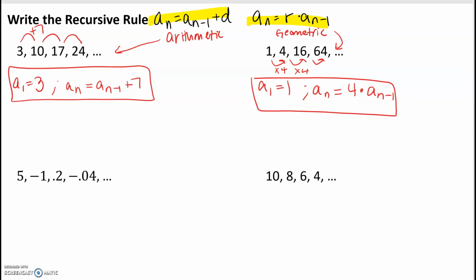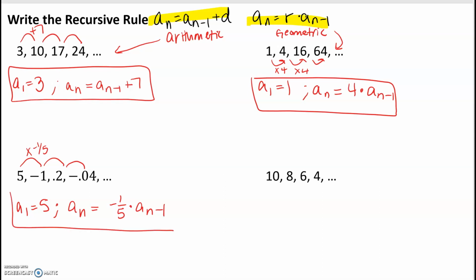Okay, my next problem, I am starting with a 5, first term, and I'm looking at my problem and it looks like it's getting smaller, but it's not subtraction. So I know this is division, or remember we are multiplying by a fraction. So this one, I am multiplying by a -1/5, which is like dividing by a -5 each time. So when I write my rule, a sub n equals, I have a -1/5 times my previous term.